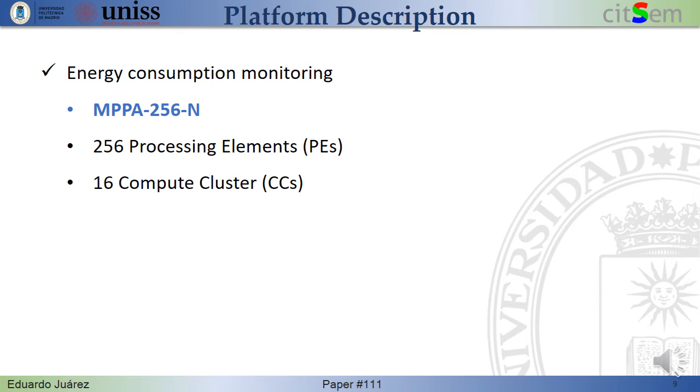For the energy consumption monitoring methodologies, the selected platform is a many-core architecture, the MPPA 256. This multiprocessor system on chip is composed of 256 processing elements distributed among 16 compute clusters. The average power consumption is 15 watts.